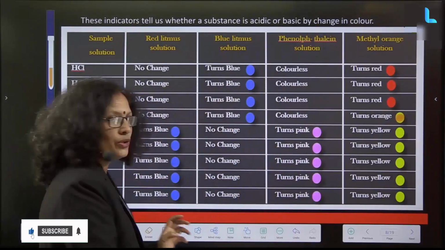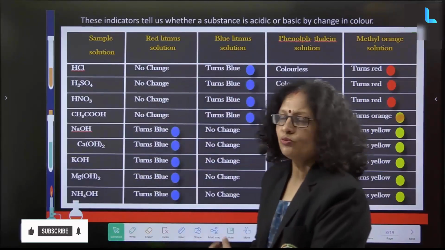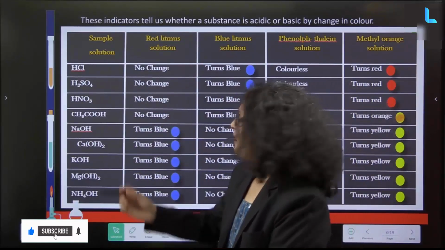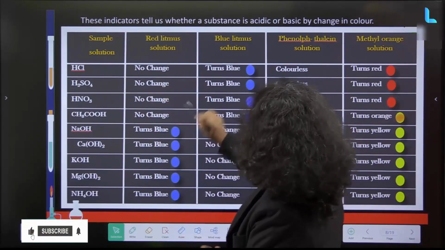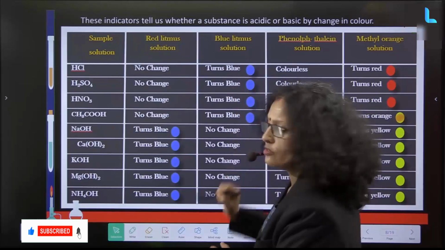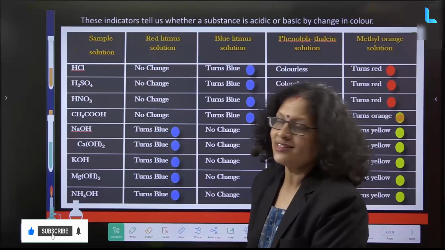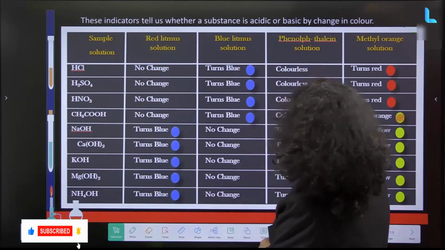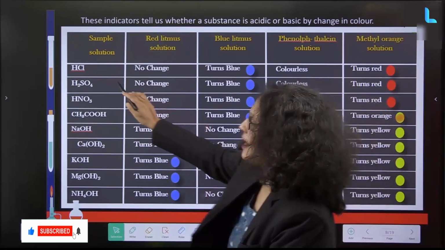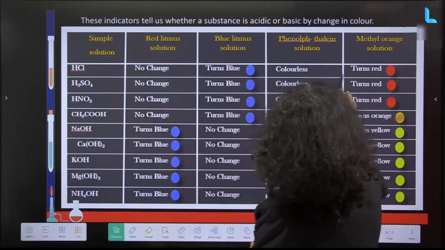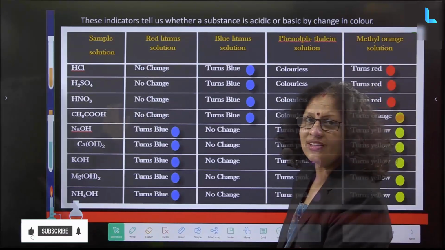Now these are the solutions which we have taken. What kind of observations are expected from you when you do the experiment? So HCl: red litmus solution, no change. Blue litmus turns red, which means the solution is acidic. Phenolphthalein is colorless. Phenolphthalein shows color only in basic medium. This is an acid, correct? HCl. Then methyl orange turns red. It means the substance is acidic.